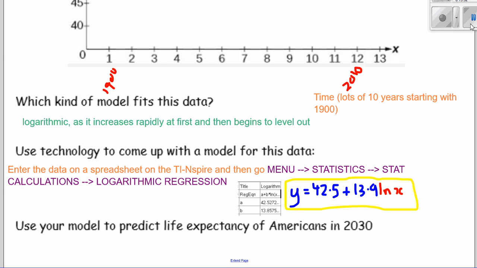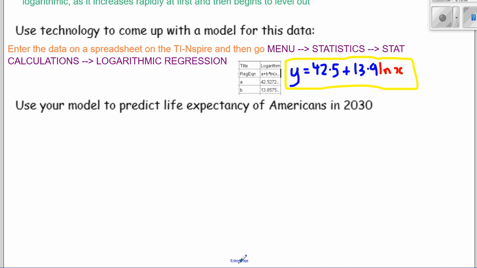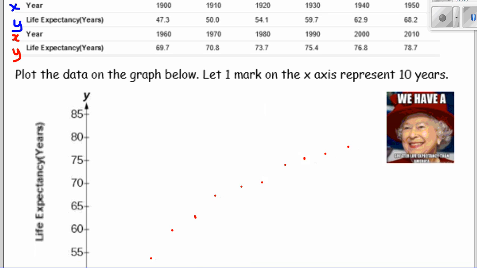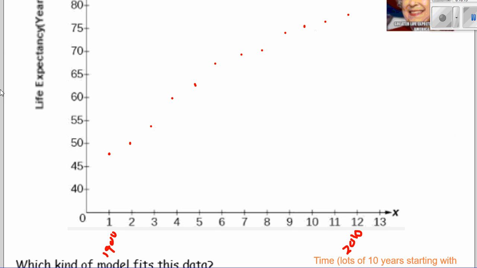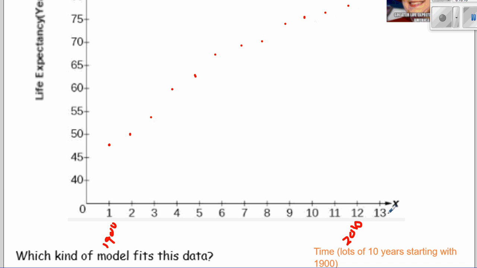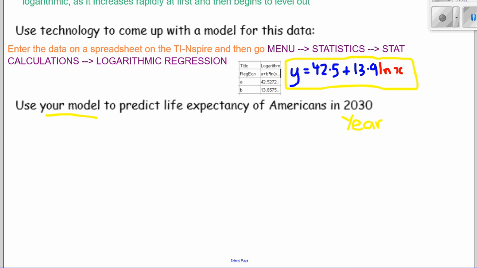And then you're asked to use your model. It says use your model, not your graph, to predict life expectancies of Americans in 2030. So in that case, it'll be year, let's see, will it be year 13? Let's have a look at our graph in our table. 2010 is year 12, so this one's 2020, so 14 will be 2030. So we need to plug in 14 for our x.